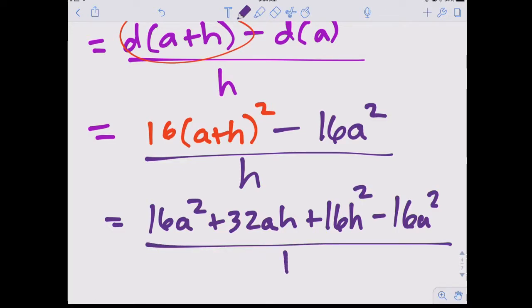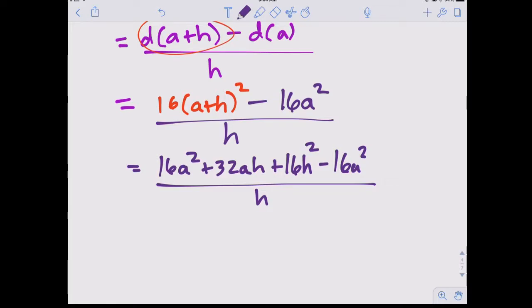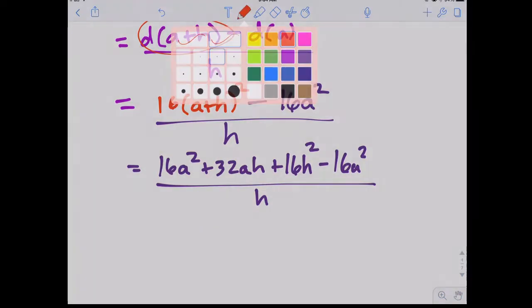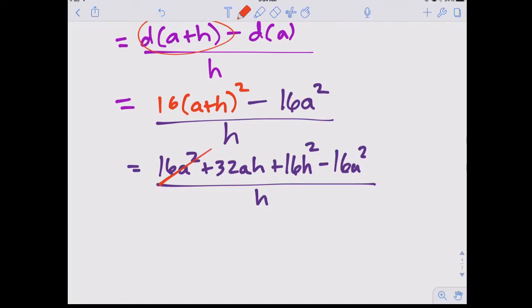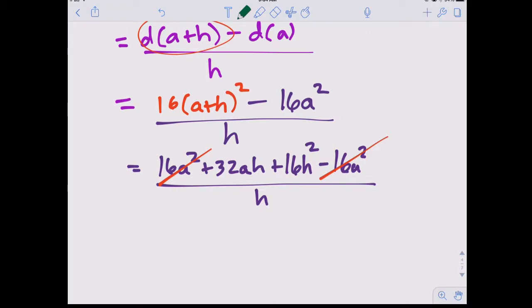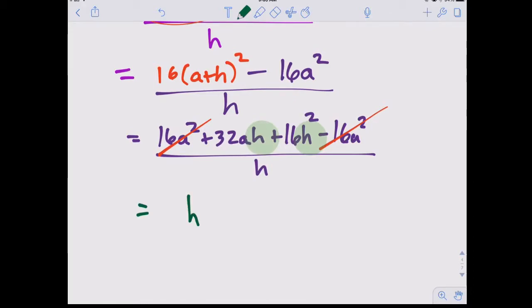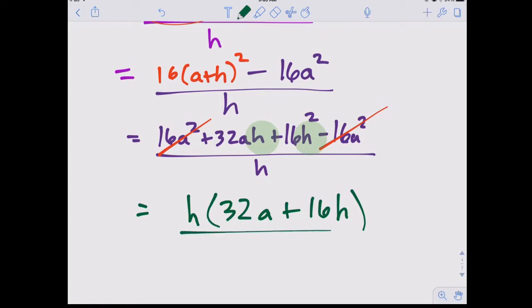And remember, if we set it up and expanded it out correctly, good things should happen in the numerator, right? 16a squared cancels. Everything that's left has an h in it, which we can now factor out first. You must show the factoring out step. So I'm left with 32a plus 16h all over h, and then everyone's favorite step, right?